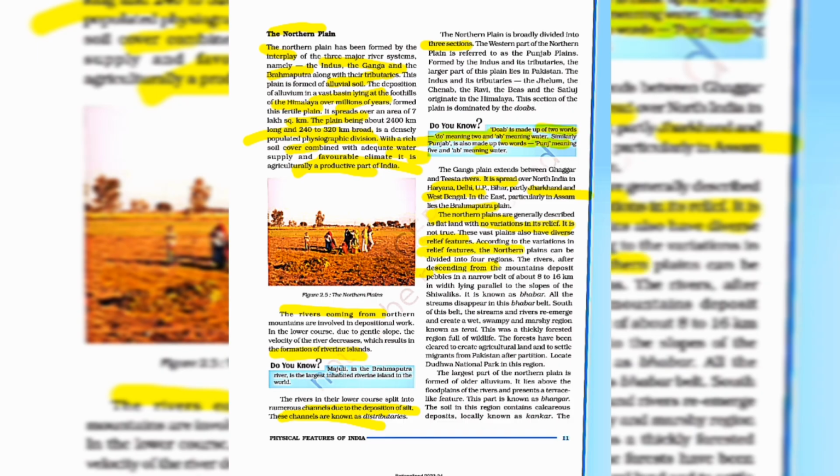The rivers, after descending from the mountains, deposit pebbles in a narrow belt of about 8 to 16 kilometers in width, lying parallel to the slopes of the Shiwaliks. It is known as the Bhabar. So the northern plain is also divided into four regions. The first one is the Bhabar.